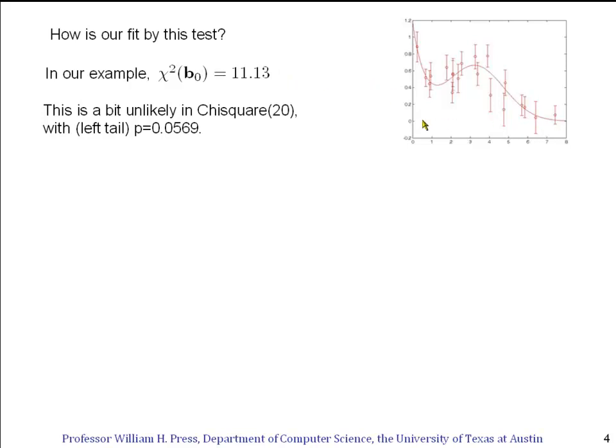Now there are 20 data points, so when we add together 20 t-squared values, we should get something that's distributed as chi-squared of 20. And it's actually a little odd that this value, 11.13, is fairly unlikely. It's in the left tail of chi-squared of 20, and it has a tail probability of only a little bit more than 5%. So we wouldn't exactly rule it out, but maybe that causes us to worry a little bit.